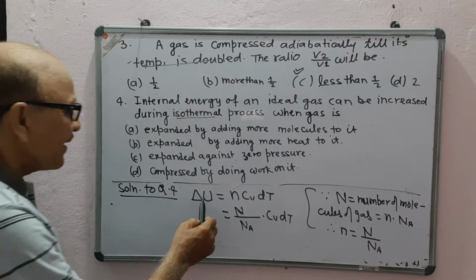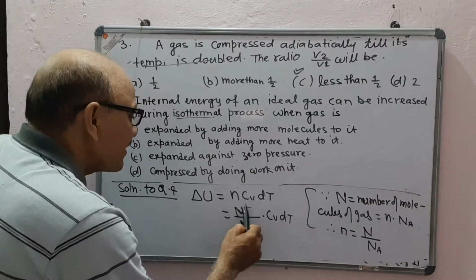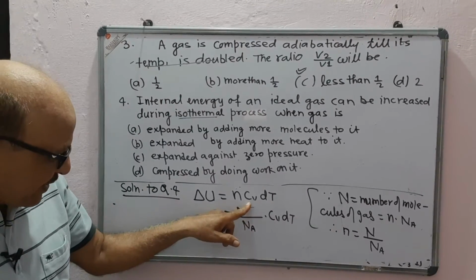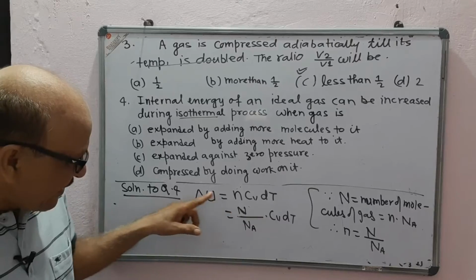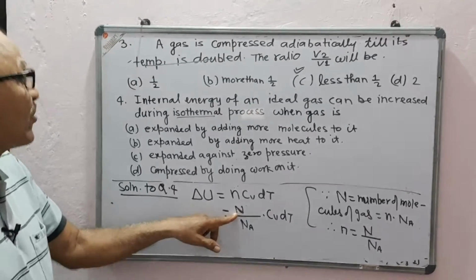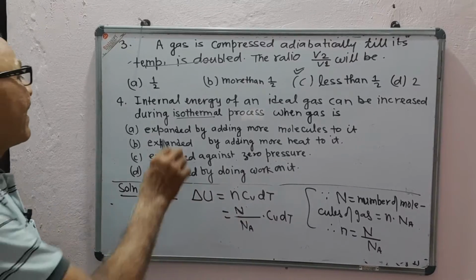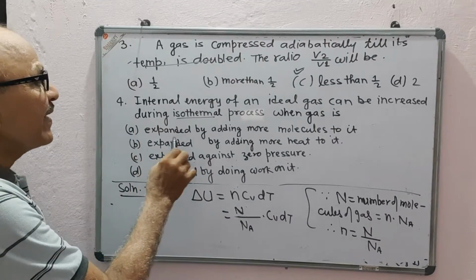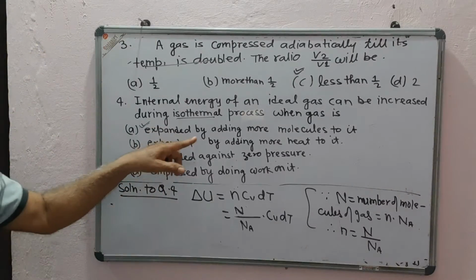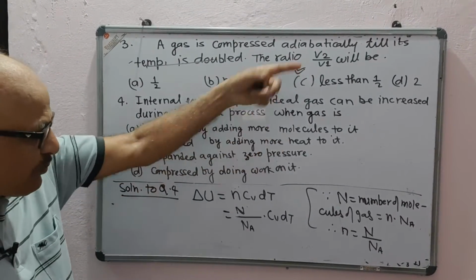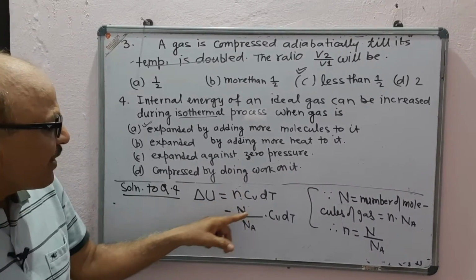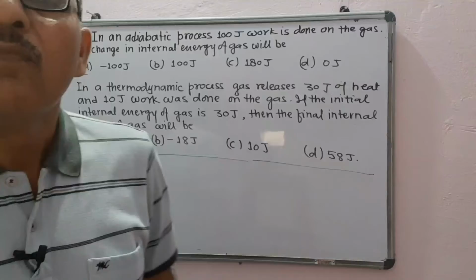So delta U is directly proportional to n, and delta U can be increased by increasing the number of molecules. Therefore, the correct option will be option number A, expanded by adding more molecules to it, that is, adding more gas molecules to it.